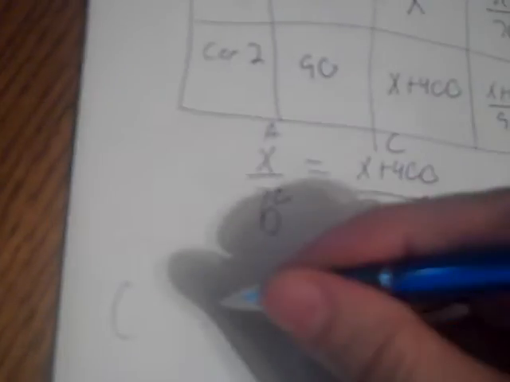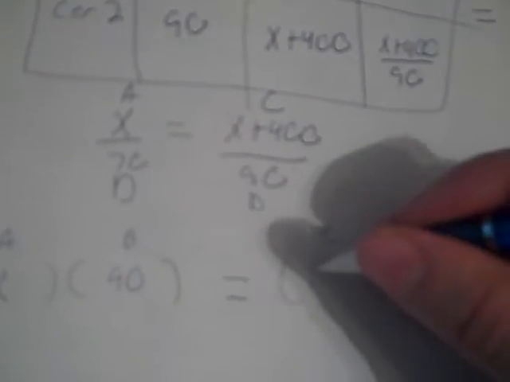All right, so we just need to set these equal. So x over 70 equals x plus 400 over 90. And then we got to use the ABCD method. Okay, so A times B equals C times D. Okay, so A, I've got x, and B, I've got 90. C, I've got x plus 400, and D, I've got 70. Okay.